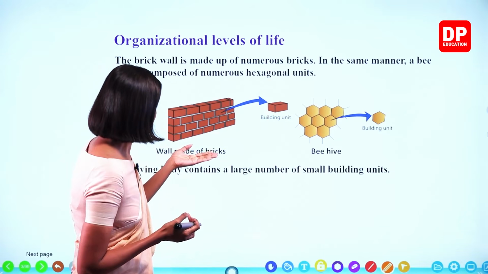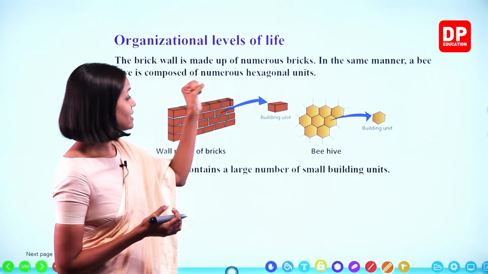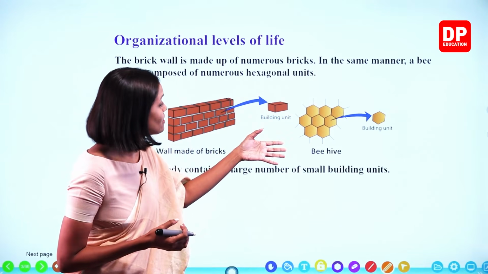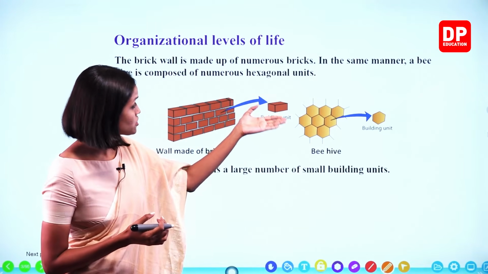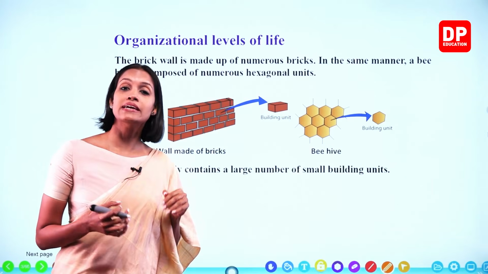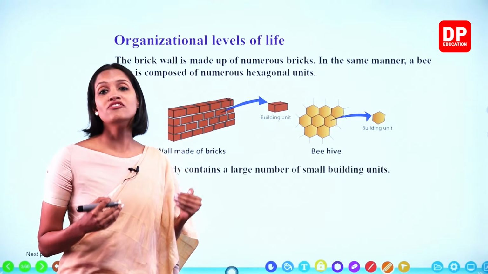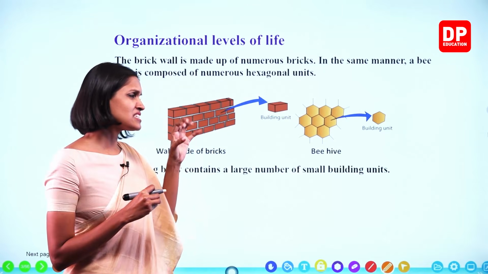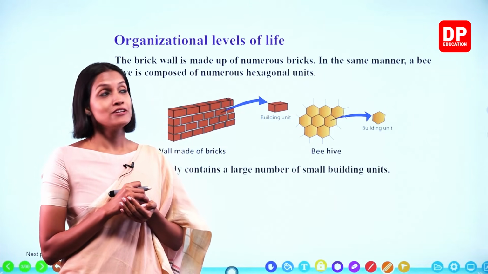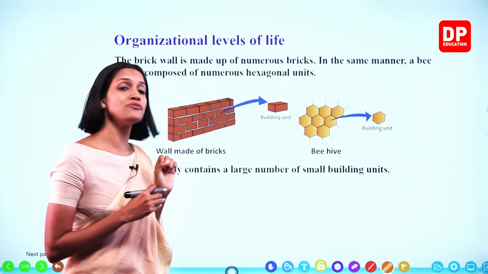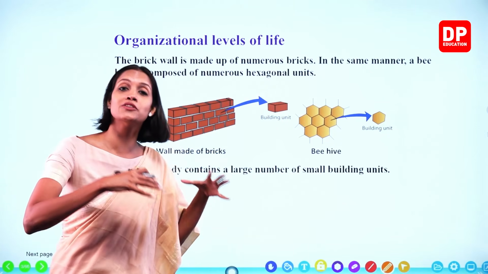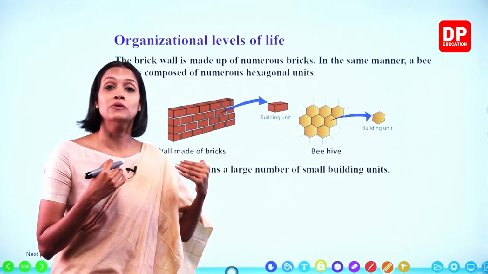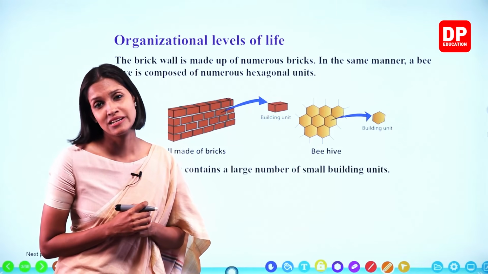Now the brick wall is made by combining a large number of bricks. Right? Beehive is made by combining the large number of hexagonal units. In the same way, the living body is also made up by combining these type of small units. So under this first part, we are going to learn about what are those building units. These are known as building units or a structural unit is also correct.